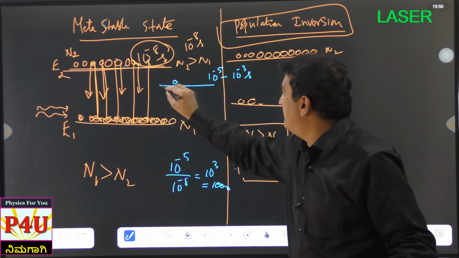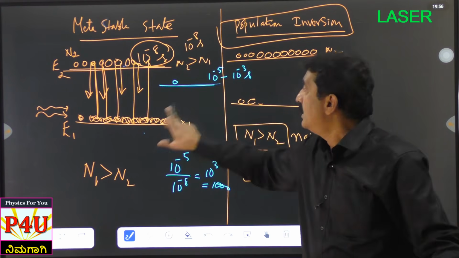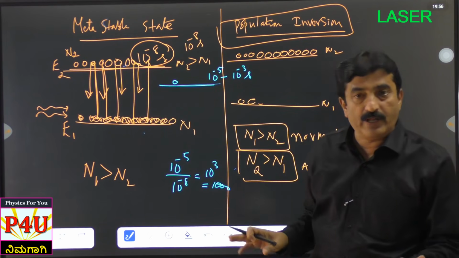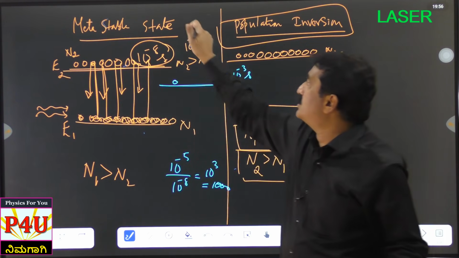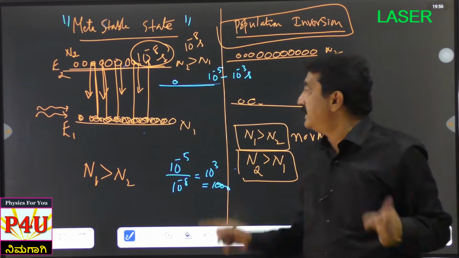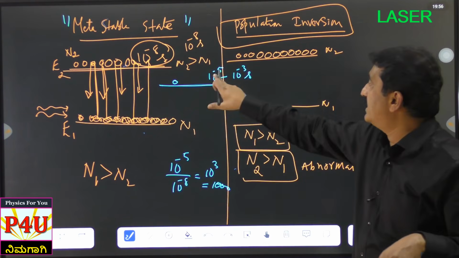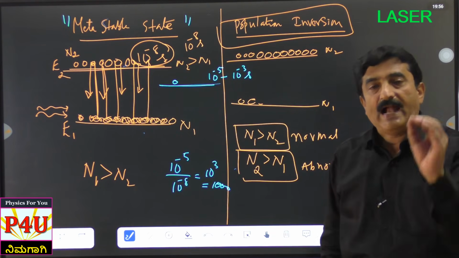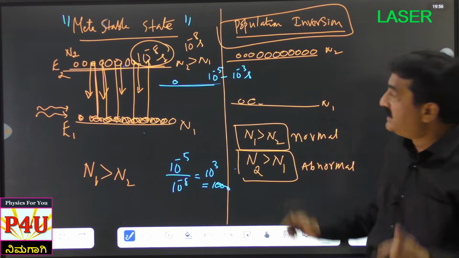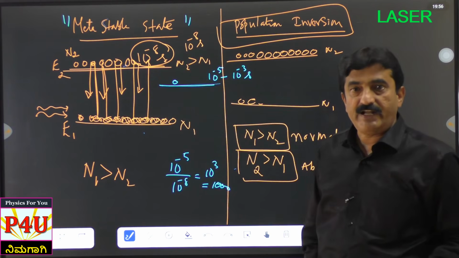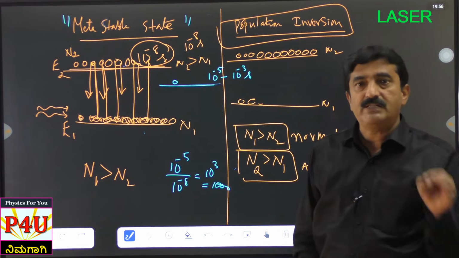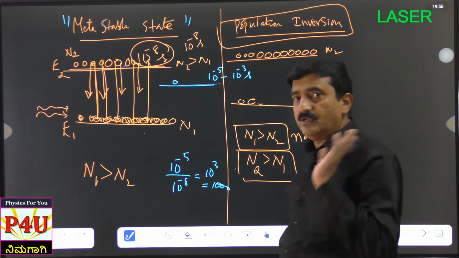That means this level is neither 100% stable nor 100% unstable. It is in between. Compared to this, it is unstable only, but compared to this, it is stable. Such a state is called a metastable state. So what is a metastable state? It is an energy level whose lifespan is between 10 power minus 5 to minus 3 second, and atoms can stay there for a considerable amount of time. It lies between the ground state and the excited state. In some materials we have this metastable state configuration, not in all materials.